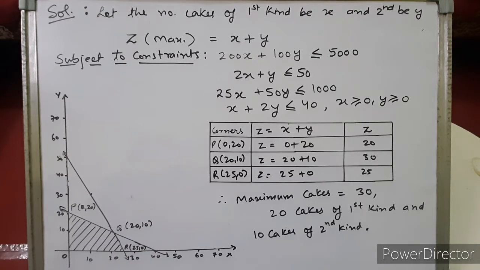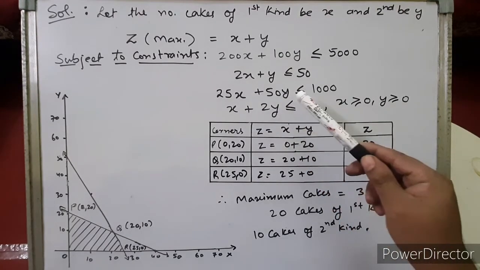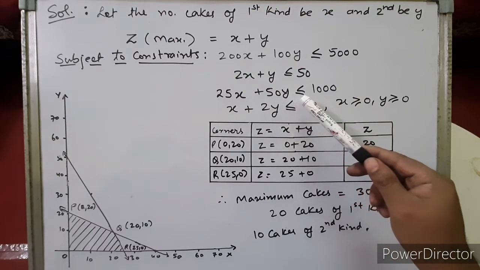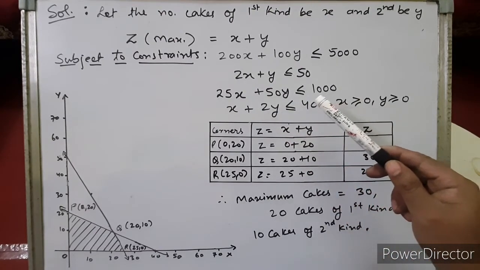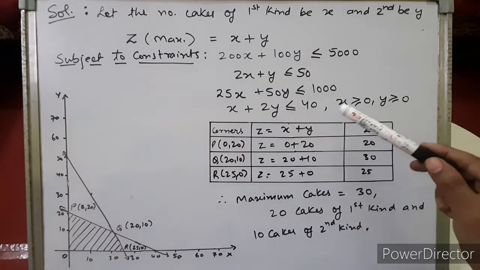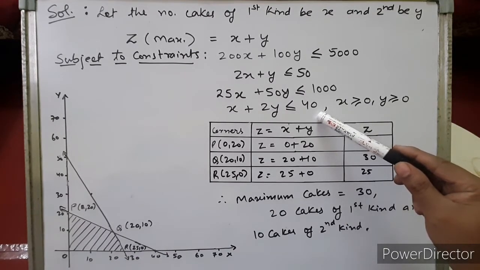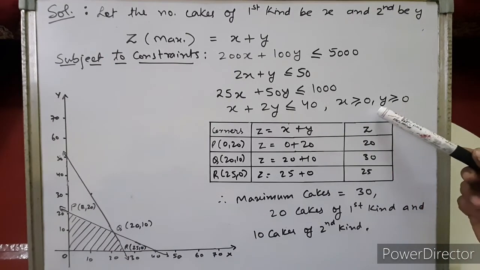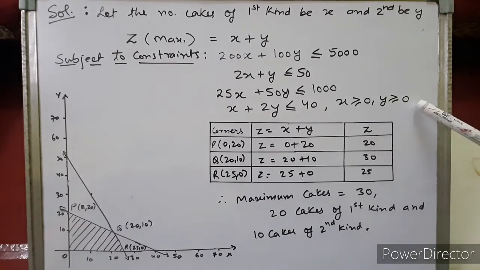So if each cake of first kind uses 25 grams, then for x number of first kind cakes it will be 25x. For y number of second kind cakes it will be 50y. So total fat will be 25x plus 50y, and this total amount of fat will always be less than equal to 1000 grams. Okay, so when we divide it by 25, we'll get this constraint as x plus 2y less than equal to 40. And for non-negative restriction, x will be greater than equal to 0 and y will be greater than equal to 0.